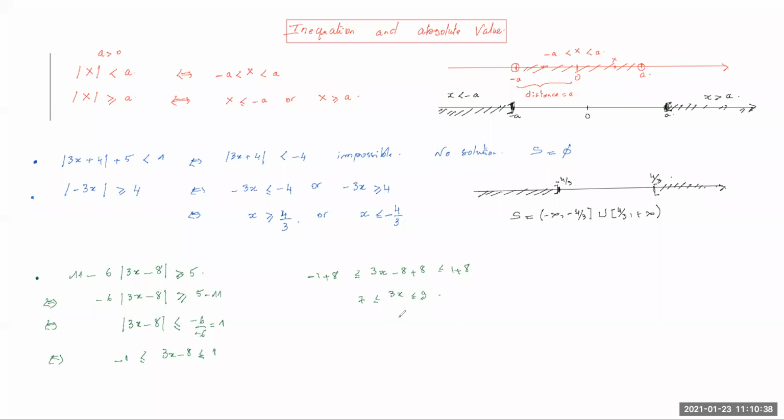And now I need to divide by 3 on all sides. 3 is positive, so no problem, I don't have to change my inequality. Okay, so let's now graphically illustrate your interval of possibilities. You have 7 over 3 and 3. You are including those endpoints and the values between them. So you can write the set of your solution as the closed interval from 7 over 3 to 3 for your equation.